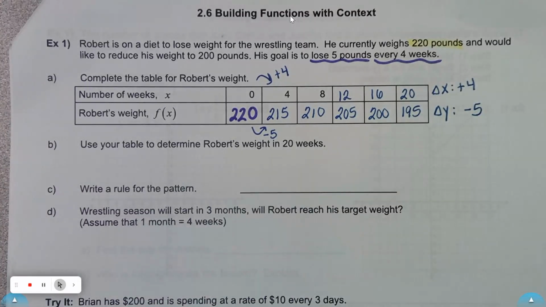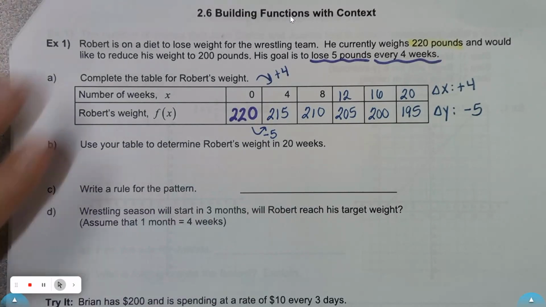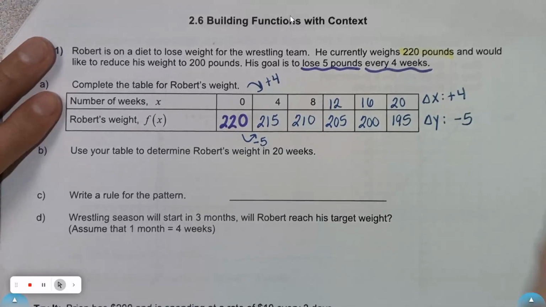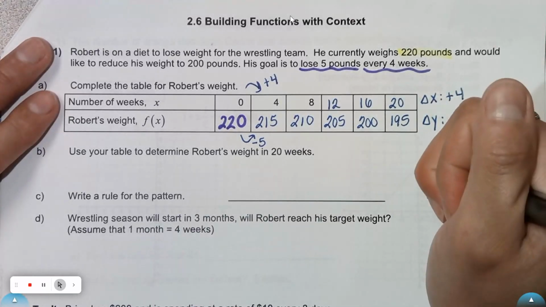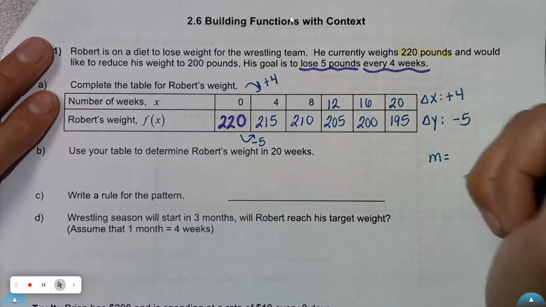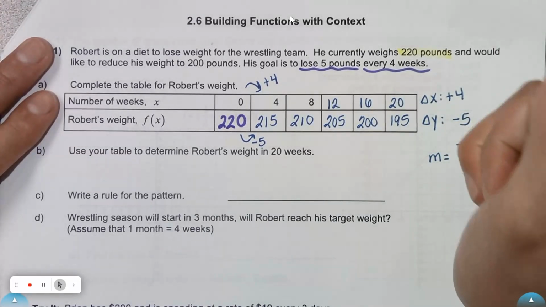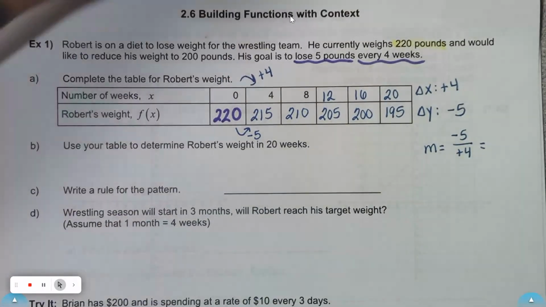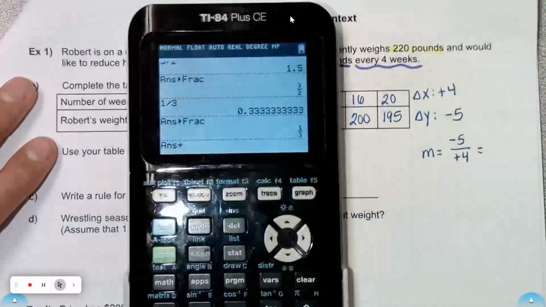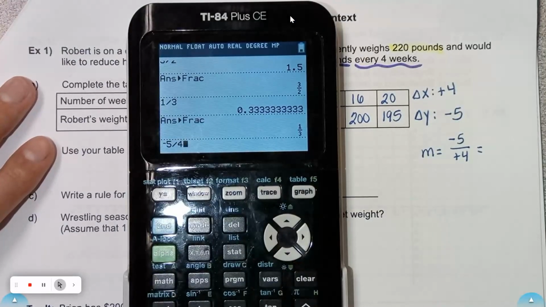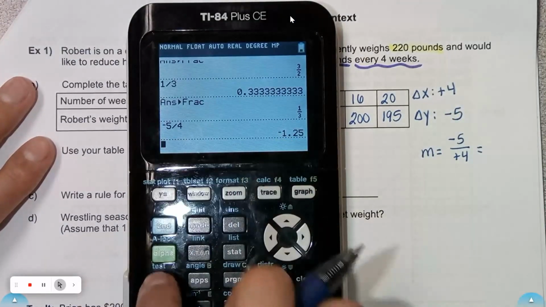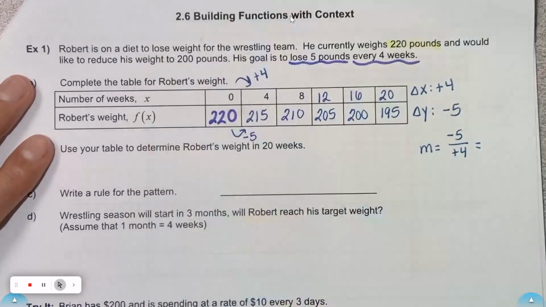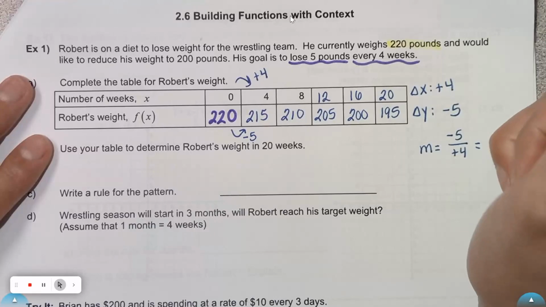Remember, I always want to find my changes. So then now that I know my change in x and my change in y, I think I want to find my slope just so that I have it. So remember, your m is your y over your x. So negative 5 over positive 4. If I put that in my calculator, I get a decimal, math, enter, enter. It stays the same. Always check though, it doesn't hurt.